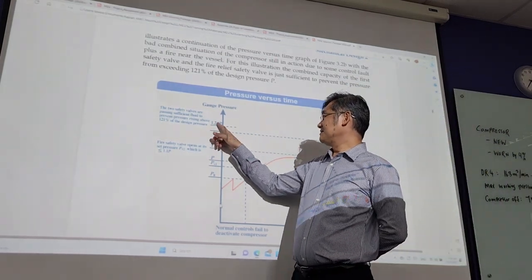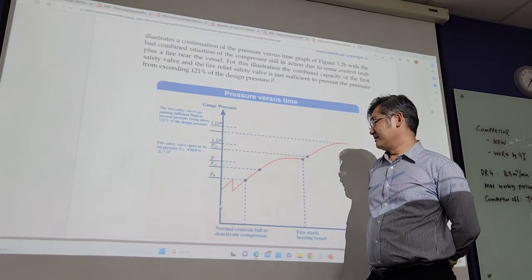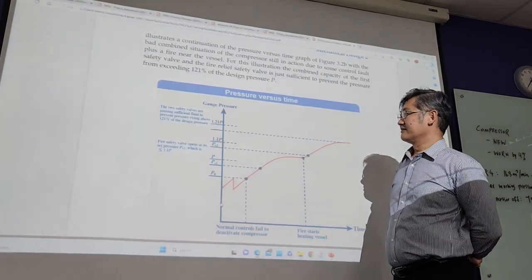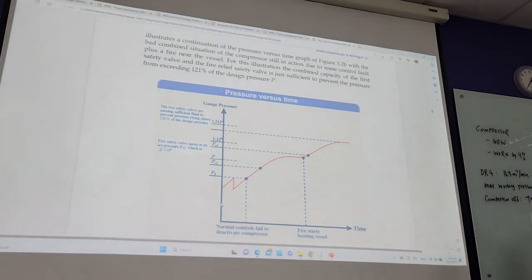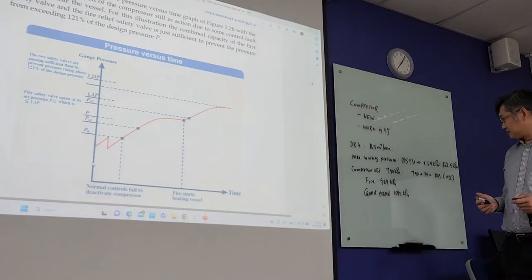It cannot exceed 1.21 times. If you calculate 1.21 times 862.5, what will be the value? 1043. So now I write here: fire, 1043.